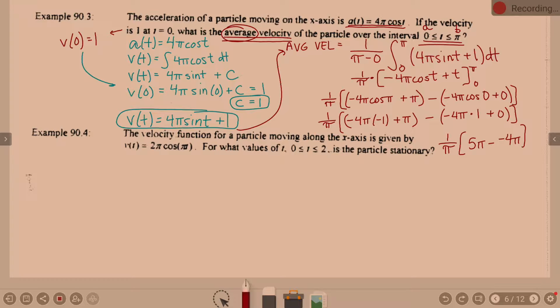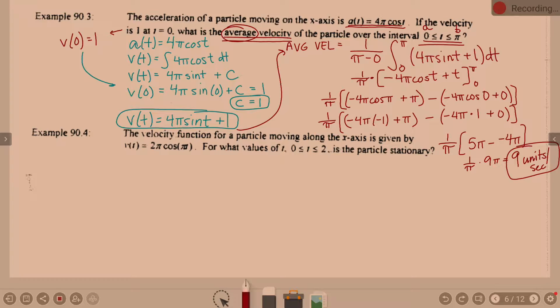The pi's do cancel. We just had to get there, right? 1 over pi times 9 pi is 9. 9 what? Units per second. This is velocity, so it's a distance per time. In this case, we weren't given units, so units per second. Definitely talked too much at the beginning of the class today.